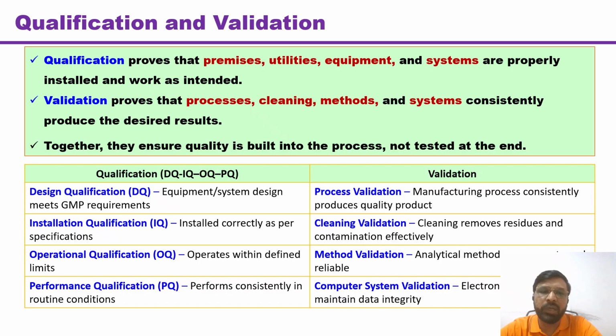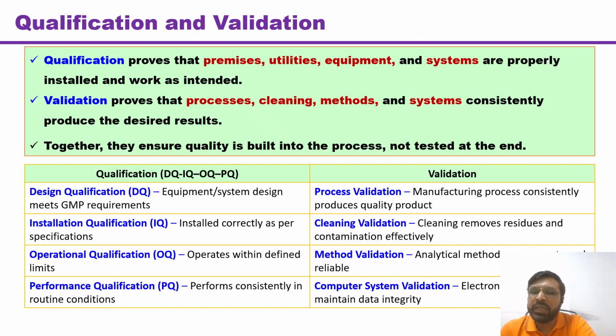Next one is qualification and validation. Qualification proves the premises, utilities, equipment, and system are properly installed and work as intended. Validation proves that process, cleaning method, and system consistently produce the desired results. Together, they ensure the quality is built into the process, not tested at the end. Under qualification, we have to see the DQ. DQ is basically design of the equipment. Installation: install correctly as per the specification. Operation ensures it operates within the defined limit, and performance assures it performs consistently in the routine conditions.